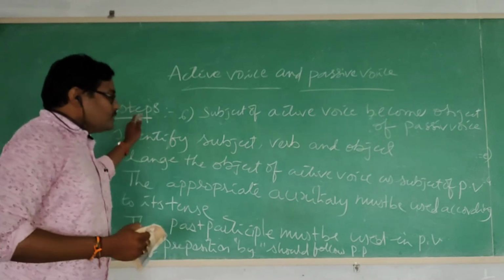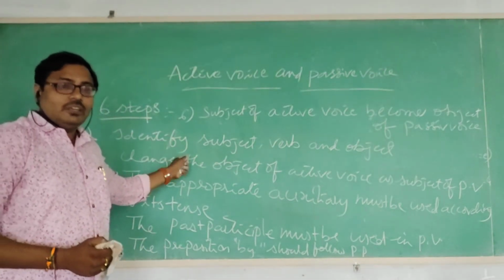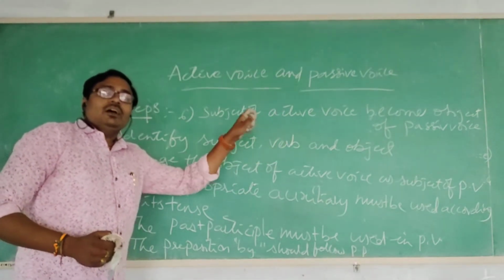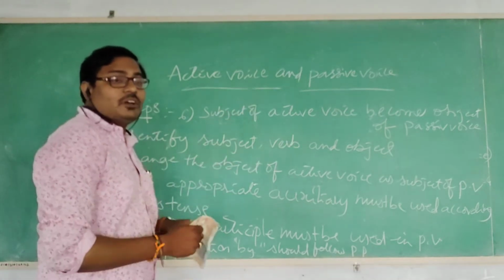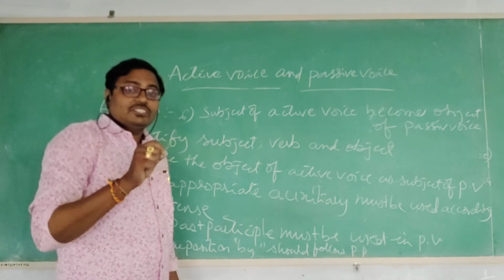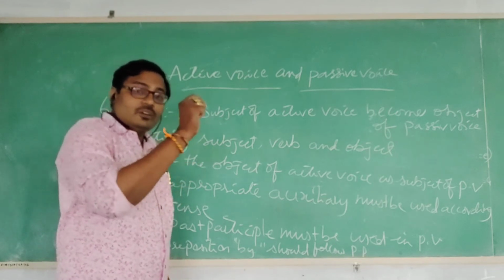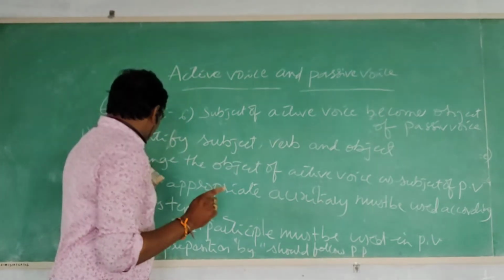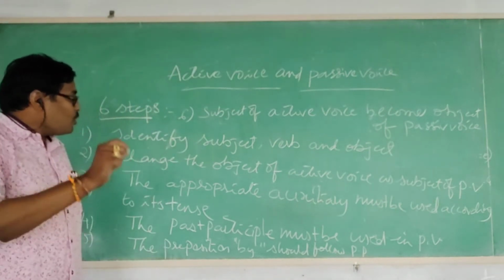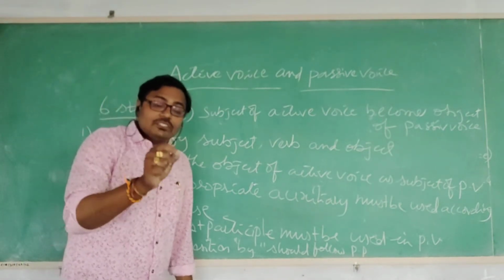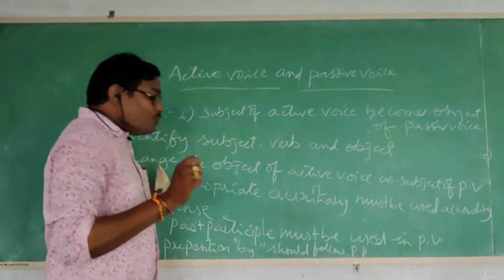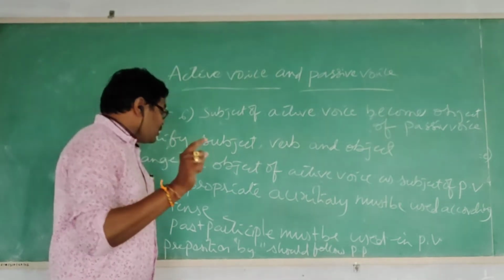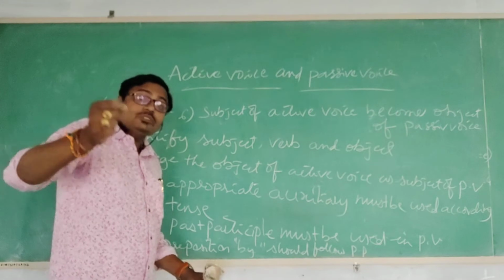Let's see these 6 rules or 6 steps again. The first one is identify the subject, verb and object in the given active voice sentence. For example, if any active voice sentence is given, we have to find out a subject, verb and object. Next one is we have to change the object of an active voice as the subject of passive voice. And the third rule is that we have to use the appropriate auxiliary verb in passive voice according to its tense.